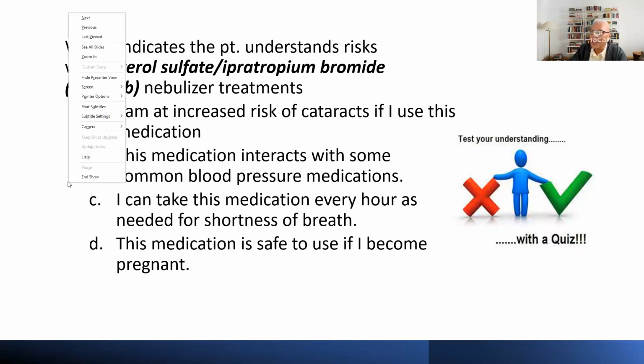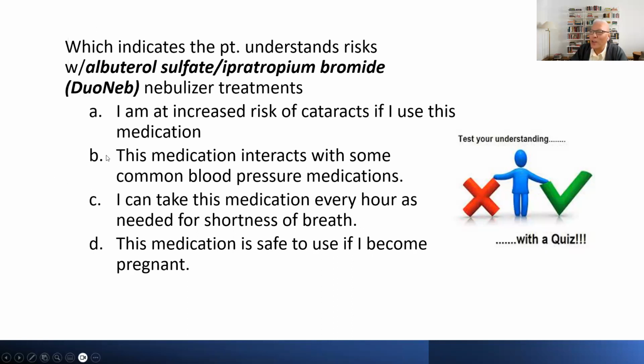Yes, okay. So this interacts with some common blood pressure medications. And the reason for that is the side effects of your beta agonist drugs as well as your anticholinergics would be to increase blood pressure. So letter B is the correct response.